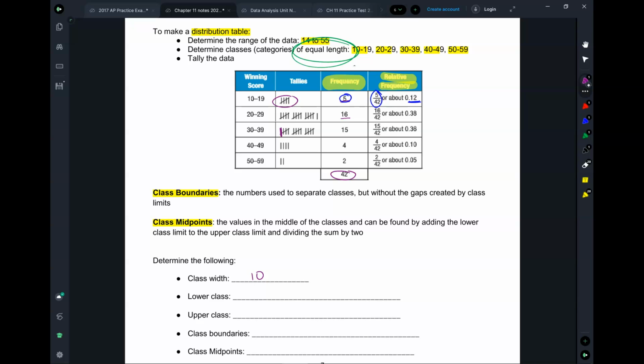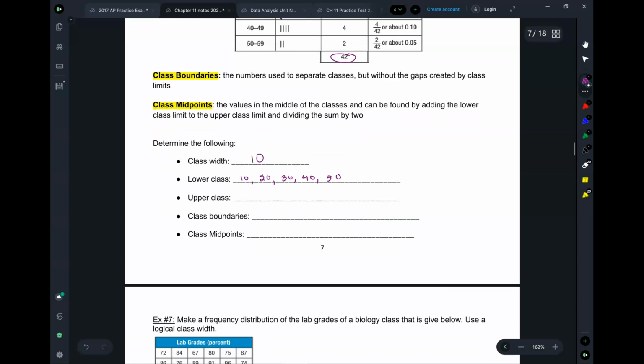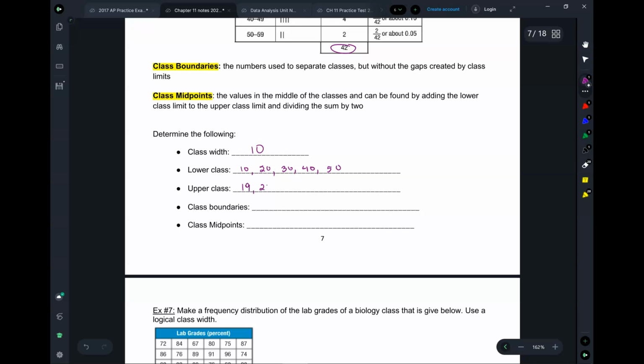Okay. Lower class is the first number in each of your classes. So it's 10, 20, 30, 40, 50. So then what would be the upper class? 19, 29, 39, 49, 59. Okay.